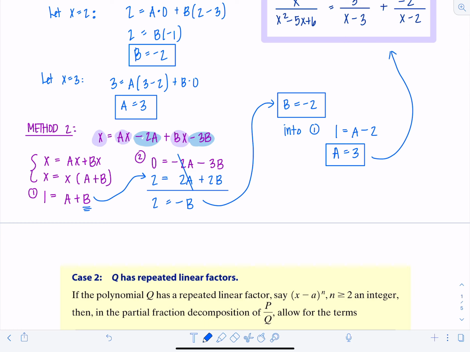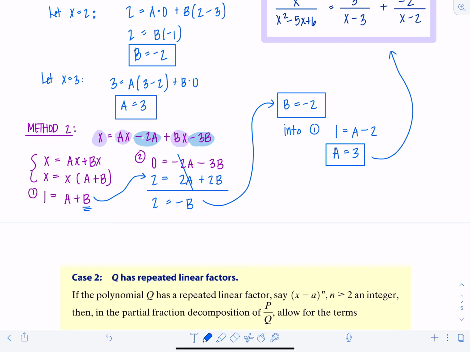So it's up to you, whichever method you want to use on this particular case, case 1, where you have non-repeated linear factors, but for other cases, you're going to have to use one method versus another, and you'll see why in just a second. Okay, good.